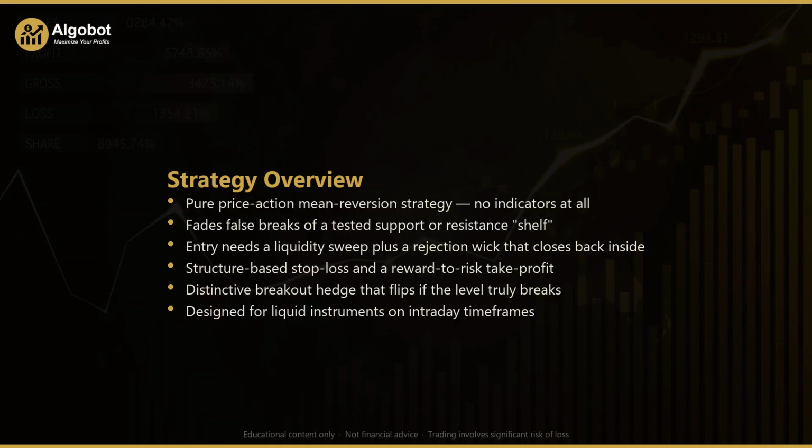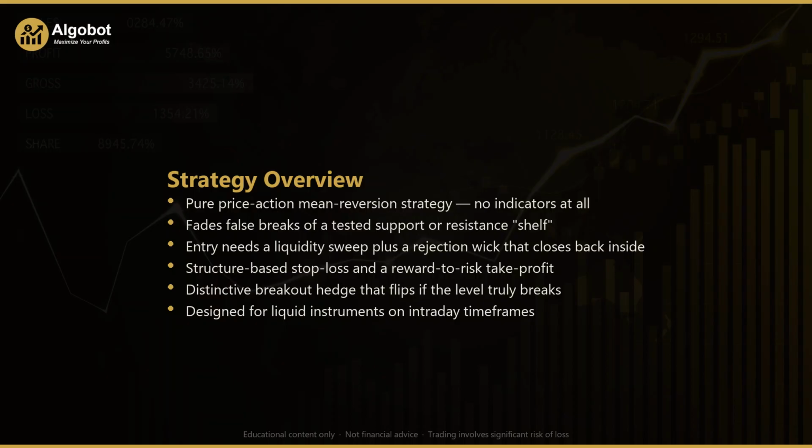Here's the core idea. Markets often poke just beyond a well-tested level to sweep the orders resting there, and then snap back inside the range. This strategy is built to detect that snapback. When price spikes through a shelf but closes back inside, leaving a long rejection wick, the strategy reads that as a failed break and fades it, taking a position in the opposite direction back into the range.